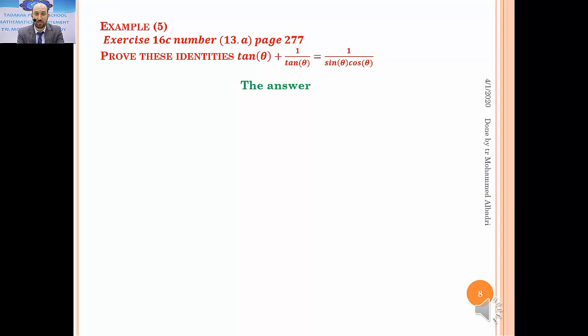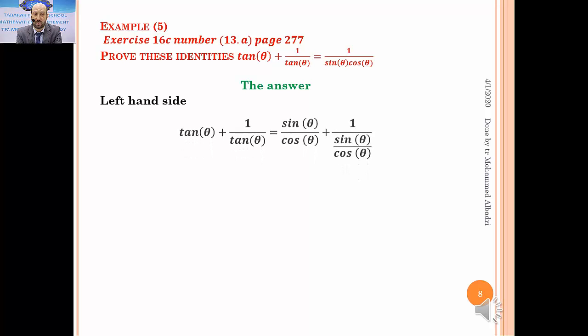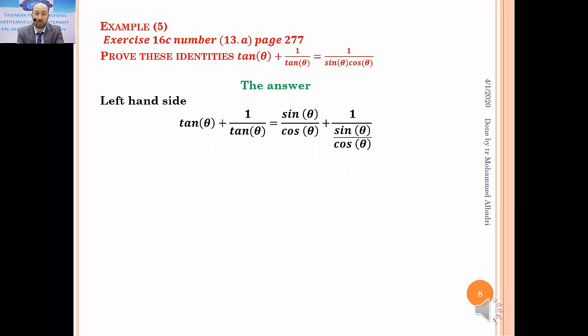Now for number 8, exercise 16c, number 13a, page 277, prove that tan theta plus 1 over tan theta equals 1 over sin theta cosine theta. We know that tan theta equals sin theta over cosine theta, so we are going to replace tan theta in both terms. 1 over (sin theta over cosine theta) will be cosine theta over sin theta.